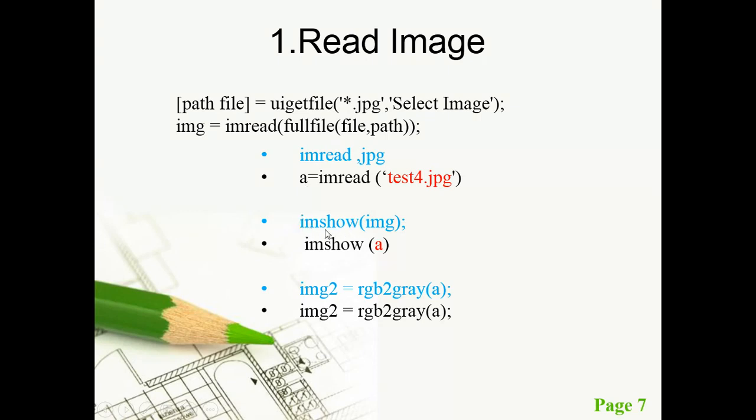The second function is imshow. This function is used to show the matrix or numbers as an image. So imshow in brackets, this is the matrix A. The third function we require is RGB to gray conversion. It will convert the colored image into a black and white image. For that we write the code rgb2gray in brackets with the matrix name.